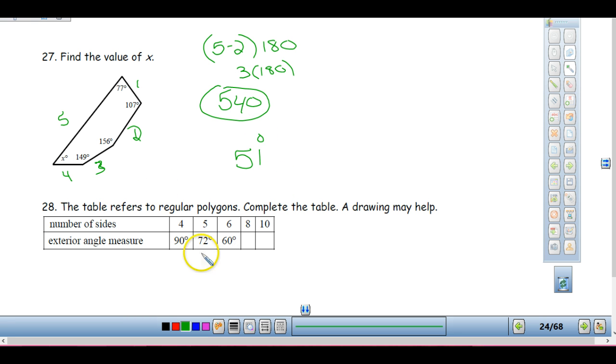Okay, figuring out your table. Okay, number of sides. Remember, exterior angles add up to 360. So if it's got 4 sides, you're going 360 divided by 4 to get 90. Divided by 5 is going to give you 72. Divided by 6 is going to give you 60. So now 360 divided by 8 is going to give me 45 degrees. And 360 divided by 10 is going to give me 36 degrees for each exterior angle.